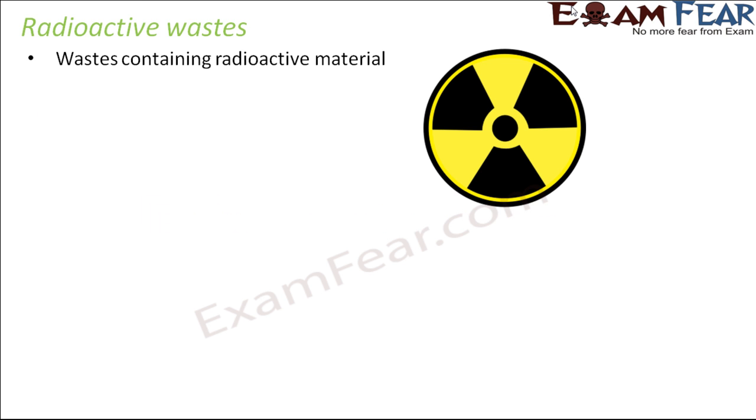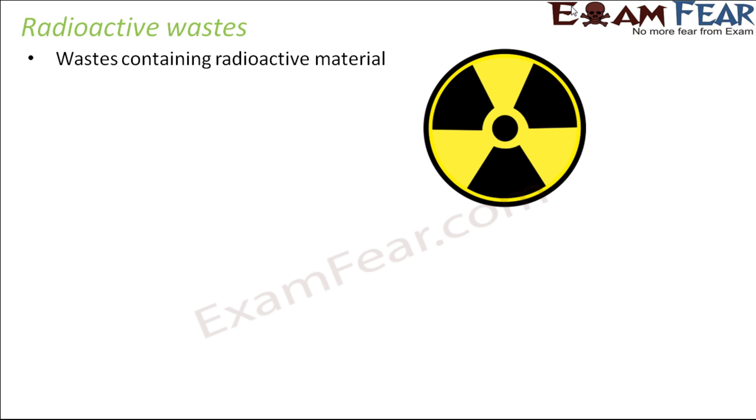These are the wastes which contain radioactive material. Now what do we mean by radioactive material? These are those materials which are capable of emitting a special type of radiation called radioactive radiation. This phenomenon is called radioactivity. One of the most common examples of a radioactive element is uranium, and it is used as the main fuel in nuclear power plants because it is used to produce a lot of nuclear energy.